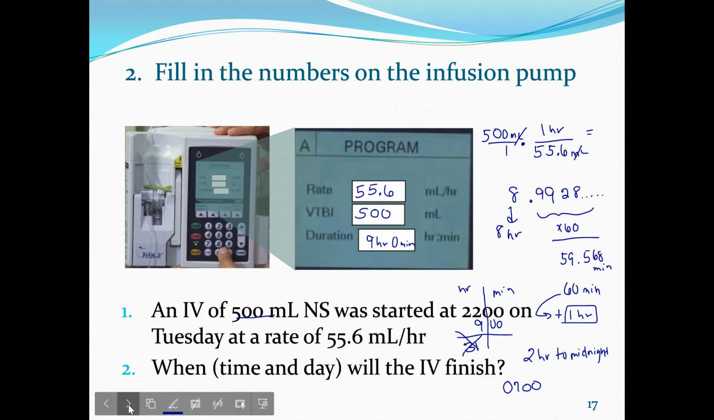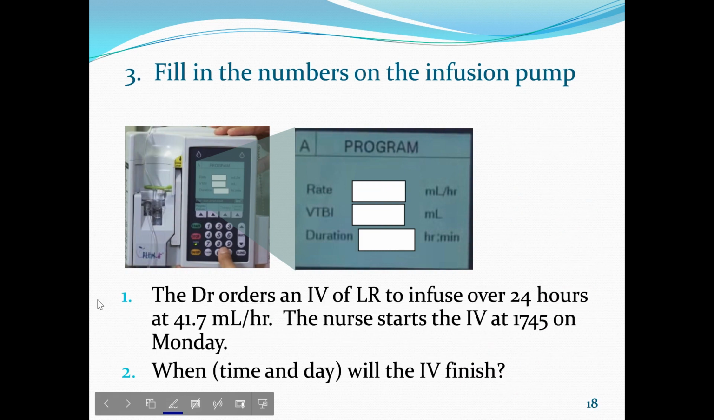So we'll look at one more example of this. So it says the doctor has an IV of lactated ringers to infuse over 24 hours at 41.7 milliliters per hour. All right. Giving me some different information here, but I know the rate, 41.7. I know the time. It's going to be a full day. The nurse starts the IV at 17:45 on a Monday. When will it finish? Well, 24 hours is 1 day. So I can answer the when will it finish very easily. This is going to finish at 17:45 on a Tuesday.